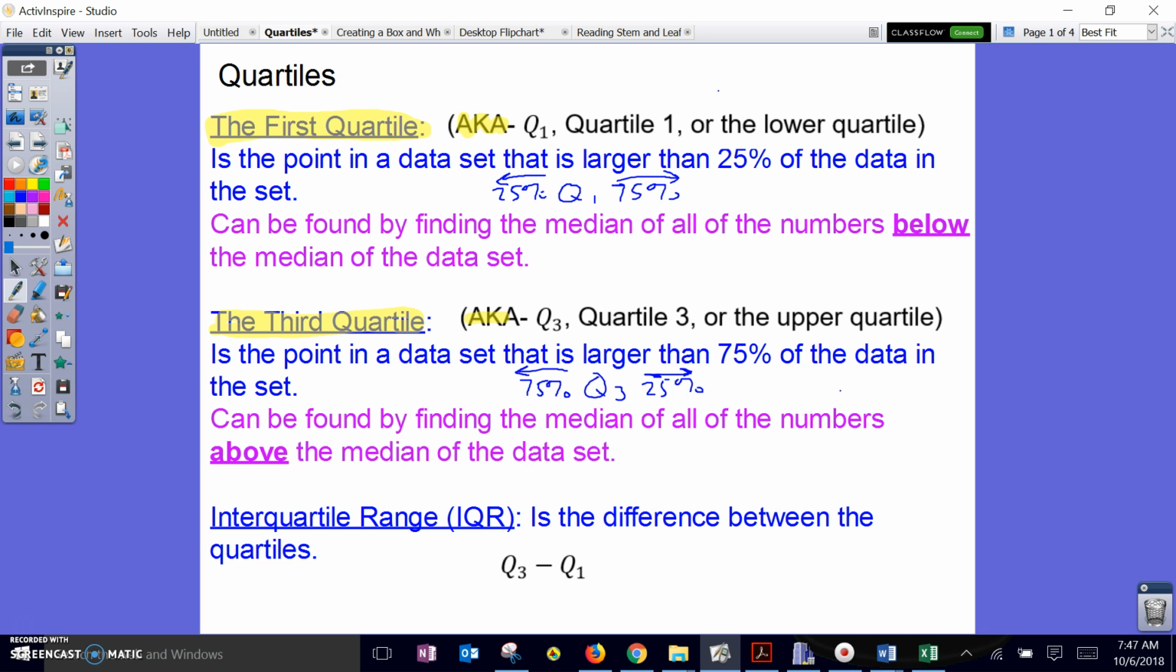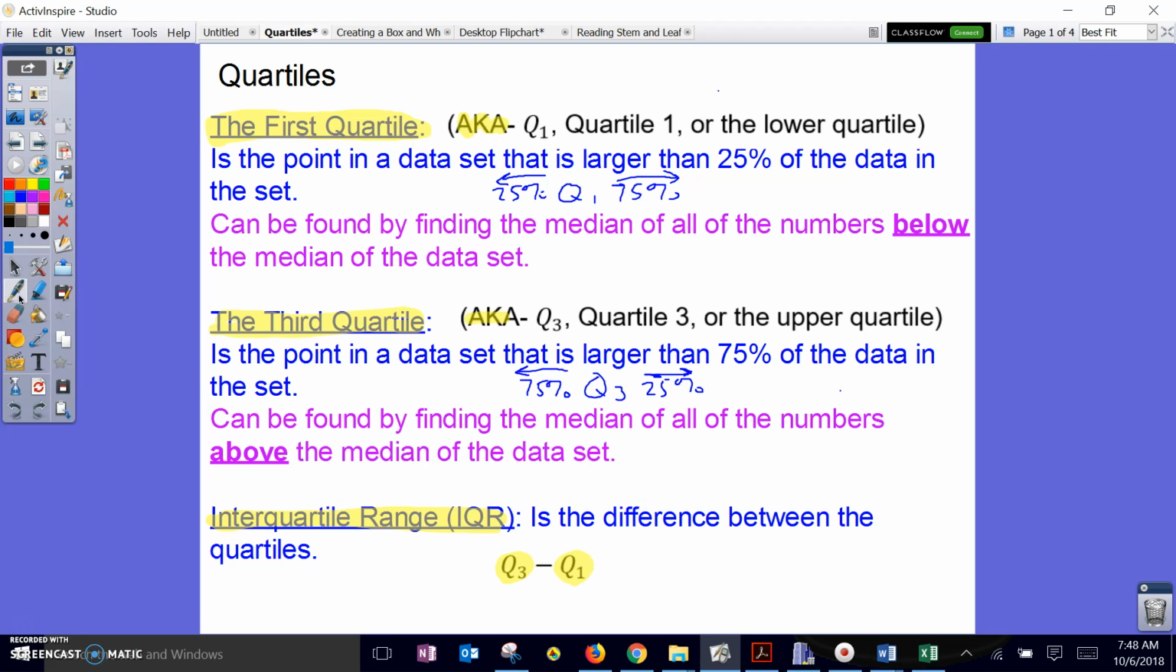And then the last term that we're going to talk about today, that we haven't talked about yet, is the interquartile range. And all the interquartile range is, think back to when we found the range of a data set. We took the maximum minus the minimum. When we talk about the interquartile range, we're talking about the range between the quartiles. So we're going to take the bigger quartile minus the smaller quartile. And that's going to give us what's known as our interquartile range.